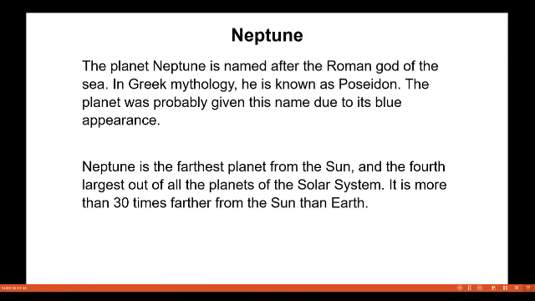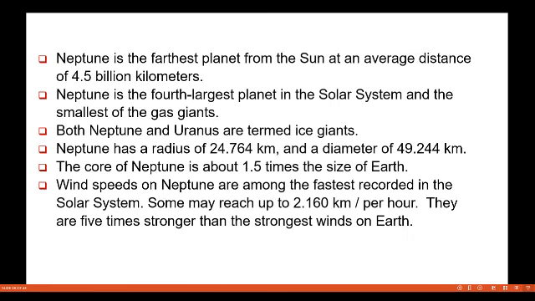Neptune, the planet named after the Roman god of the sea. In Greek mythology, he is known as Poseidon. The planet was probably given this name due to its blue appearance. Neptune is the farthest planet from the Sun and the fourth largest of the planets of the solar system. It is more than 30 times farther from the Sun than the Earth.